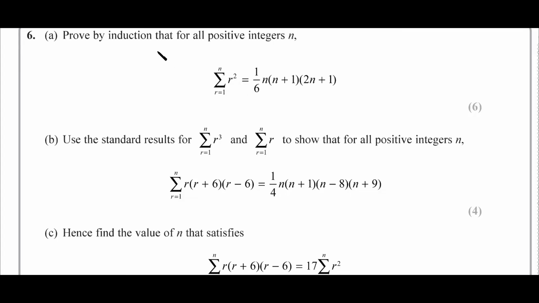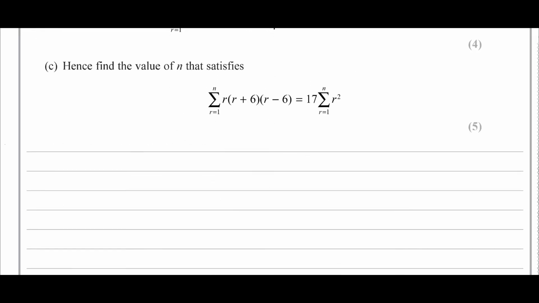Question number 6. We have to prove by induction that for all positive integers n, the sum from r equals 1 to n of r squared equals 1/6 lots of n plus 1 lots of 2n plus 1. Well, our first step in a proof by induction question is our basis step. And what we mean by this is that we consider what happens when n equals 1.